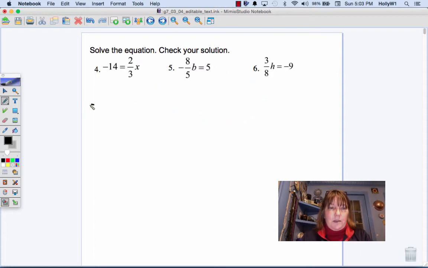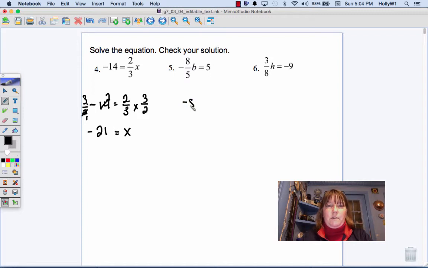Okay, welcome back. So negative 14 is equal to 2/3 x. Well, we're going to multiply by the reciprocal on both sides. I didn't really leave myself enough room. But these cancel out, and I'm left with x is equal to, cross simplify again, 2 into 14 is 7, so x is equal to negative 21. And in this case, negative 8/5 b is equal to 5. So we're going to multiply by the reciprocal, which is 5/8. Multiply both sides by negative 5/8. This all cross simplifies and cancels out, so we're left with b is equal to negative 25/8.